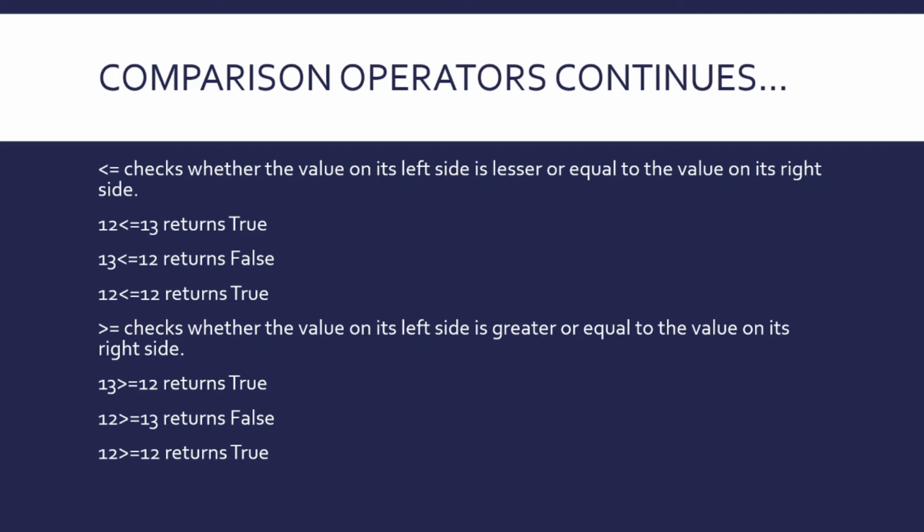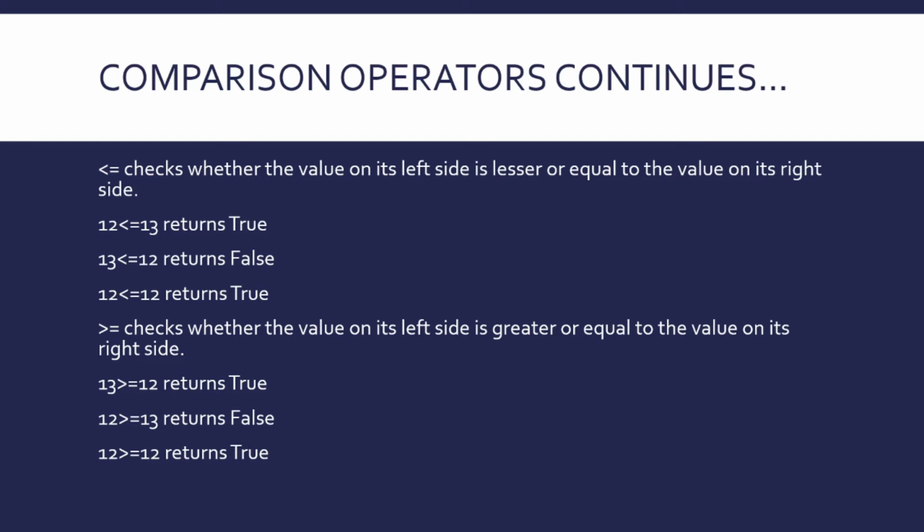Now comes the greater than or equal to operator. It checks whether the value on its left side is greater than or equal to the value on its right side. Basically, it is the opposite of the above one, the less than or equal to operator.